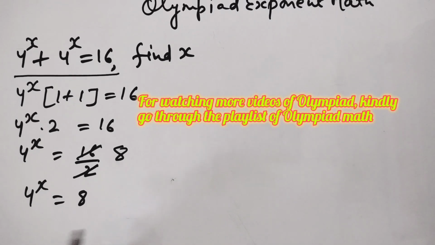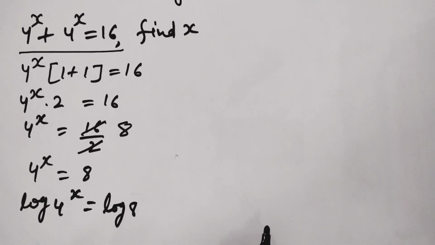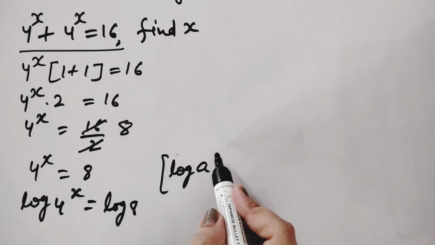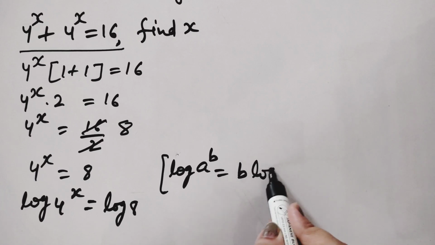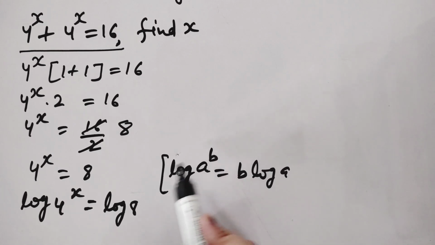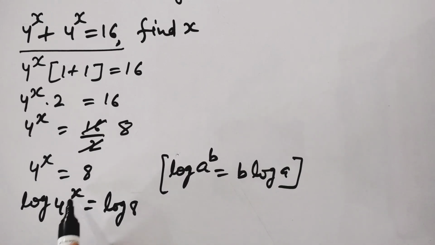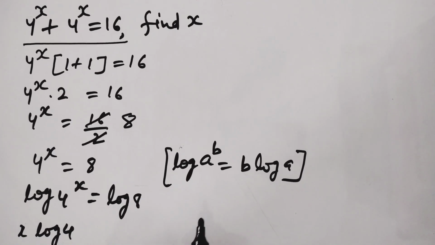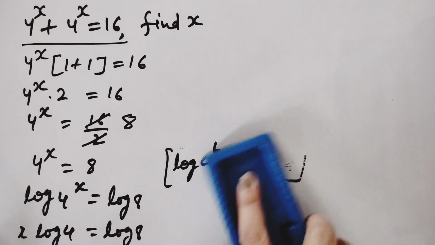Now we will take log on both sides. Log of 4 raised to the power x equals log of 8. Now we know the rule of the log: if log a to the power b, can we write this as b log a? This power comes in front of log. This is the log rule. So we are using here x log 4 equals log 8, using this log rule.